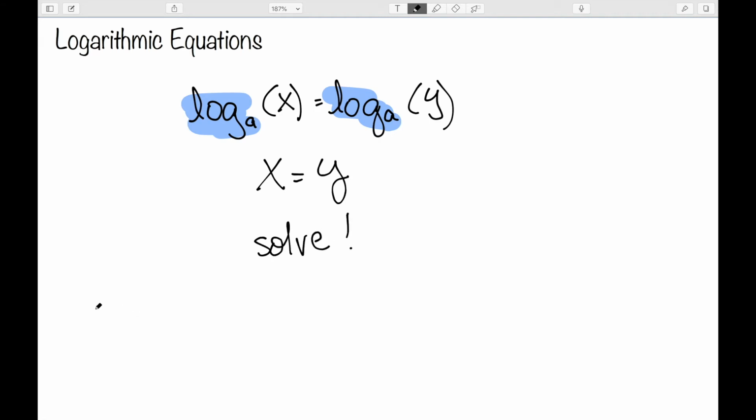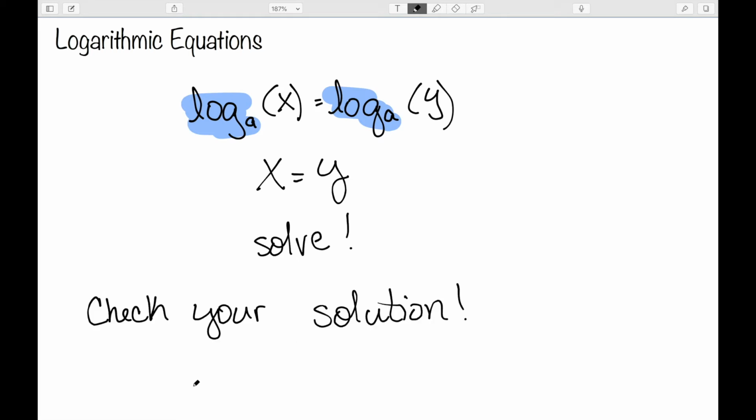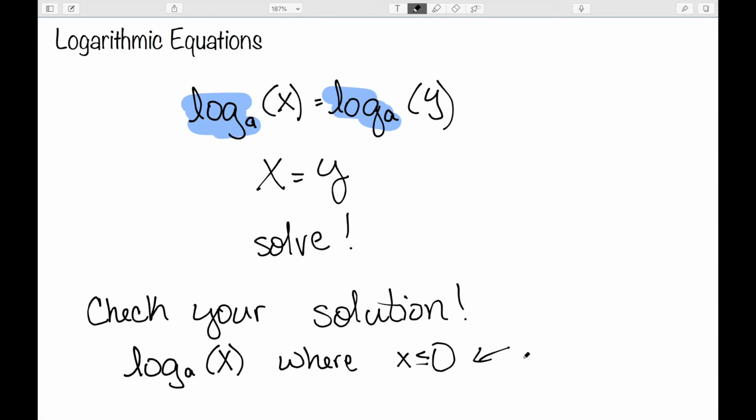However, there is a very important extra step for logarithmic equations. We absolutely have to check your solutions. Logarithmic equations can result in extraneous answers, things that show up as solutions but are not actually solutions. In particular, what we're looking for is things of the form log base a of x where x is less than 0. This is not possible. We can only take the logarithm of a positive number. So if we stick in our solution and we get the log of a negative number or the log of 0, that tells me that this is actually not a real solution.